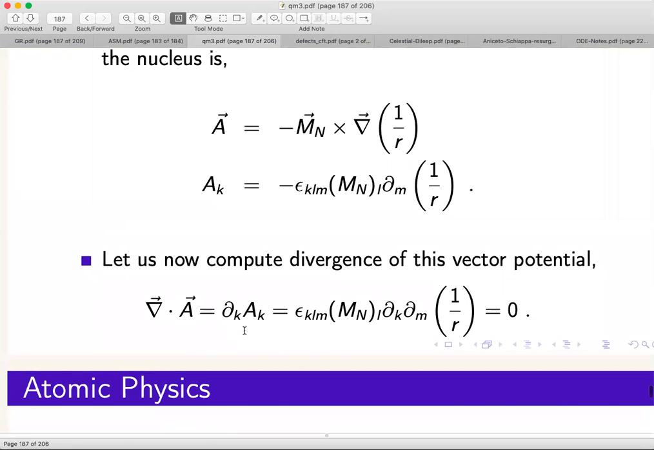Good. So the first thing to notice is that if you try to take the divergence of this vector potential, it is easy to see that it would vanish. The reason why this would vanish is interesting, because we are writing this vector potential, which is generated by the nuclear magnetic moment, but experienced by the electron.